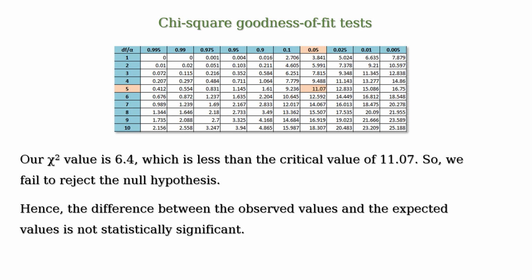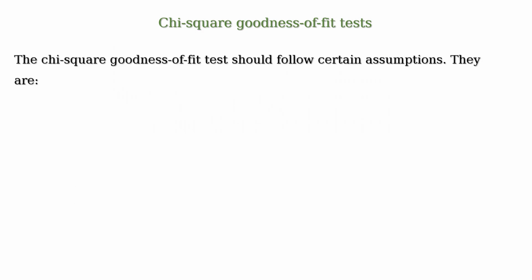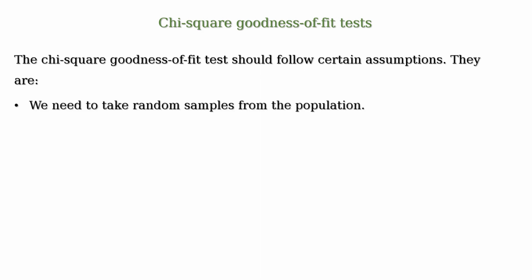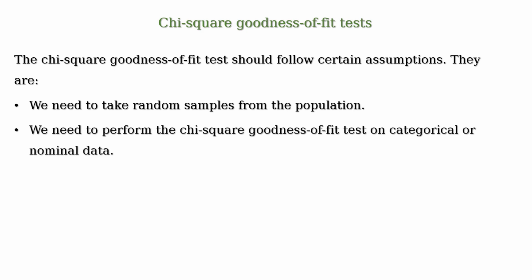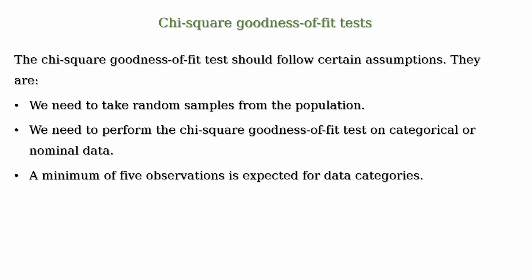Please note that the chi-square goodness of fit test should follow certain assumptions. They are: we need to take random samples from the population. We need to perform the chi-square goodness of fit test on categorical or nominal data. A minimum of 5 observations is expected for data categories.